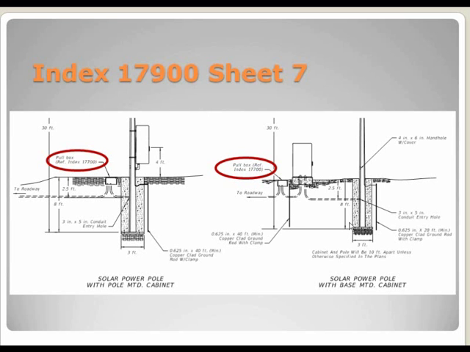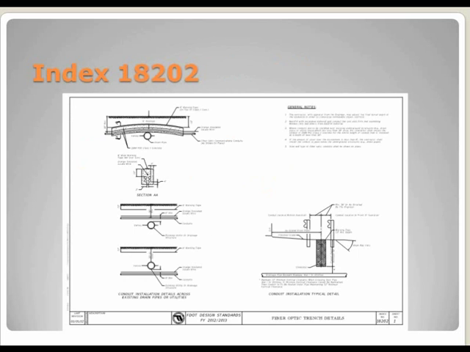The pull box reference has been updated to Index 17700, and that's for all pull boxes. We've consolidated that, and so if you have anything you want to do with pull boxes, please refer to that index now. Index 18202, again, the title was changed because it used to refer to pull boxes and trench details. So again, refer to 17700 for pull boxes of all types.